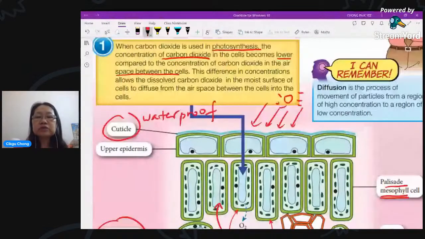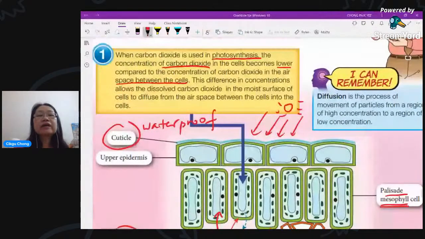So when this one becomes lower, the difference in concentration allows the dissolved carbon dioxide in the moist surface of the cells to diffuse from the airspace between the cells into the cells. Okay, here actually they're talking about the CO2 inside the palisade cells first. So in the beginning, okay, let me start again.